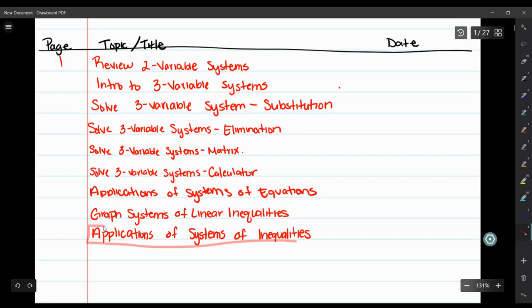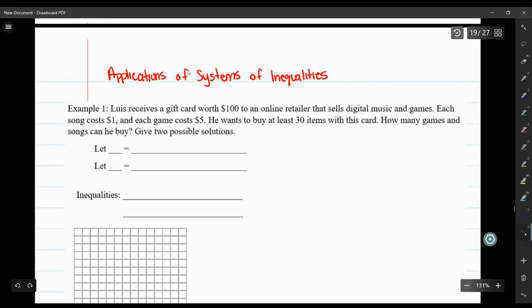Applications of systems of inequalities. So last time we talked about how to graph linear inequalities. Now we're going to talk about the applications of them. Applications of systems of inequalities. So what we're going to do is write inequalities to represent these word problems, and then we're going to graph them on a grid.